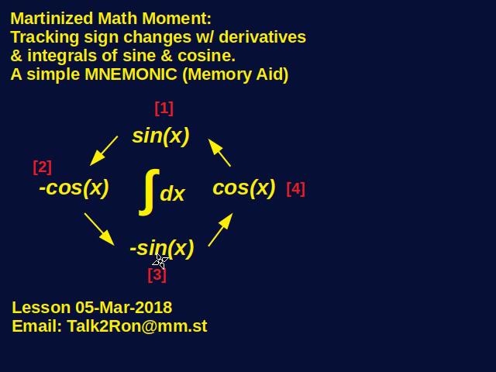And if we do the integral a second time, the integral of minus cosine x dx, we end up with minus sine x. And if we repeat it a third time, the integral of minus sine x dx, we go from position 3 to position 4, end up with cosine x. And one last final time, the integral of cosine x dx, we go from position 4 back to position 1, and the sign has changed back to positive on the sine.